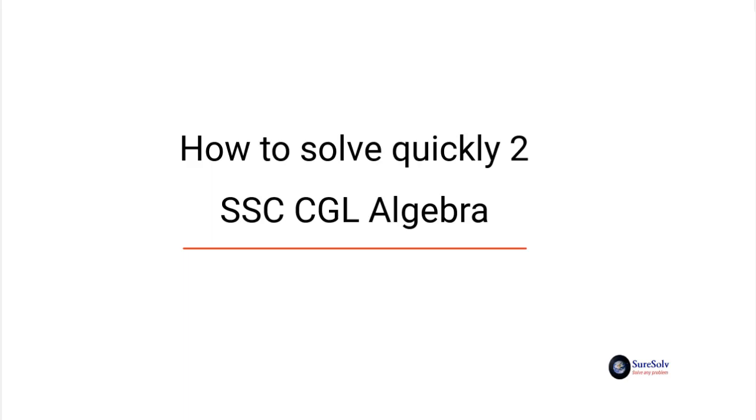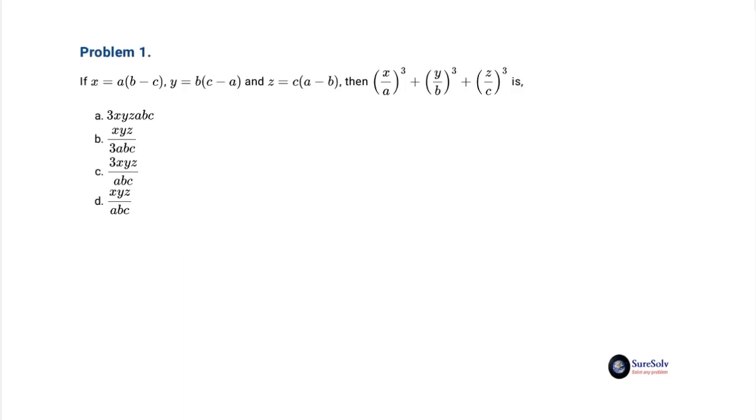Let's solve the problems. The first problem is, if x equal to a multiplied by b minus c, y equal to b multiplied by c minus a, and z equal to c multiplied by a minus b, then (x by a) whole cube plus (y by b) whole cube plus (z by c) whole cube is option A 3xyz abc, option B xyz by 3abc, option C 3xyz by abc, and option D xyz by abc.